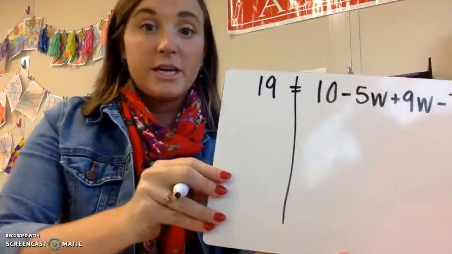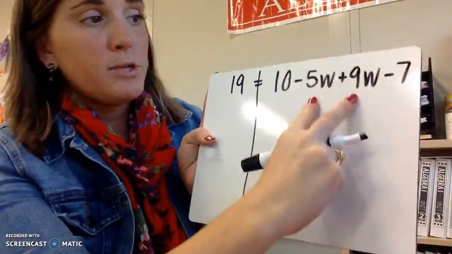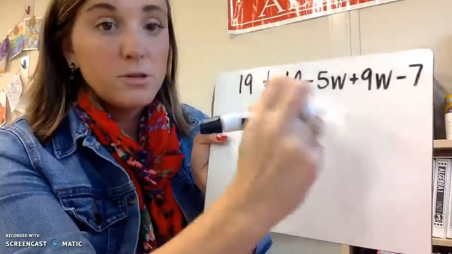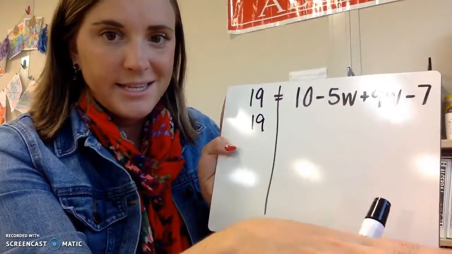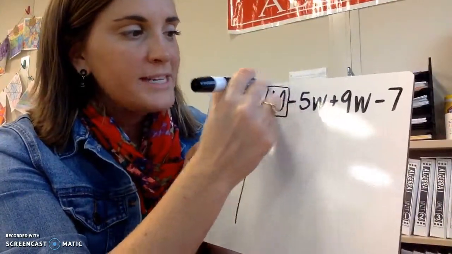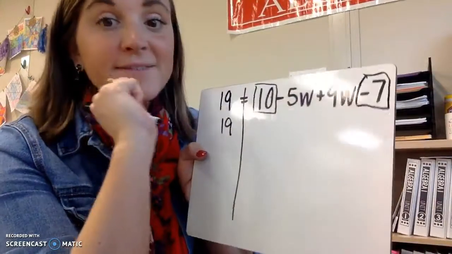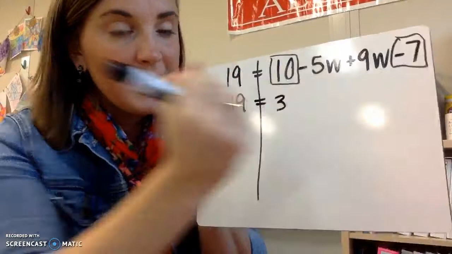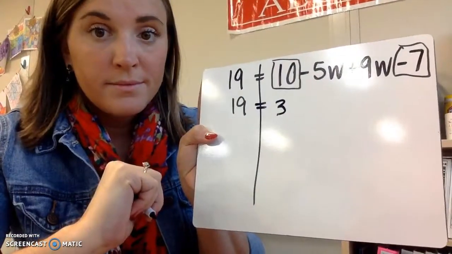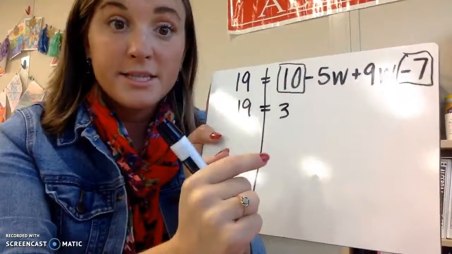So number 3, we've got 19 equals 10 minus 5w plus 9w minus 7. So they're making it a little trickier because we've got multiple variable terms on this side and multiple constants. So I'm going to bring my 19 down because there's nothing else on that side to deal with. Well, I know that 10 and -7 can go together. So 10 minus 7 is 3.